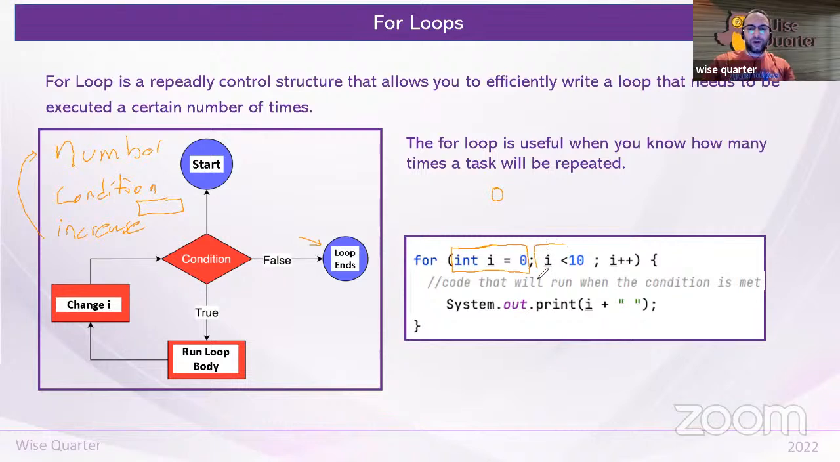This is the condition part. As long as i is smaller than 10, the loop will continue executing the body. I mean this part. This is the body. The code will run when the condition is met. At the end, don't forget that this will be executed at the end.